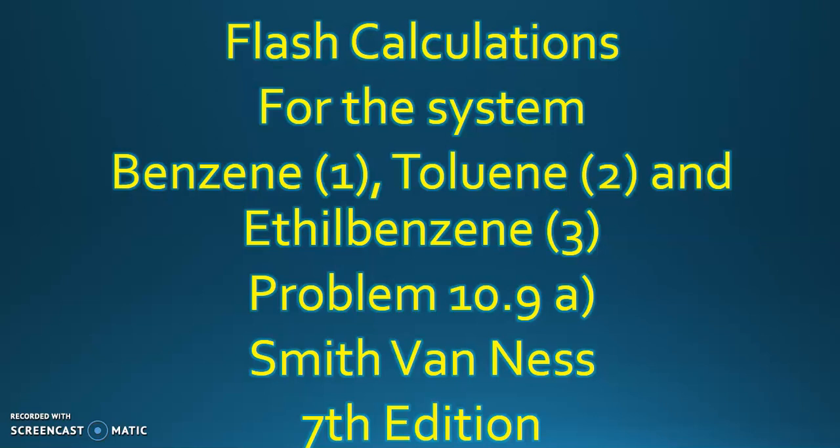Hello everyone, in this video we have a flash calculation for the system benzene, toluene and ethylbenzene. In this case, benzene is compound number 1, toluene is compound number 2, and ethylbenzene is compound number 3. This is problem number 10.9, part 8, from the book by Smith and Van Ness, 7th edition. Let's get started with the problem.